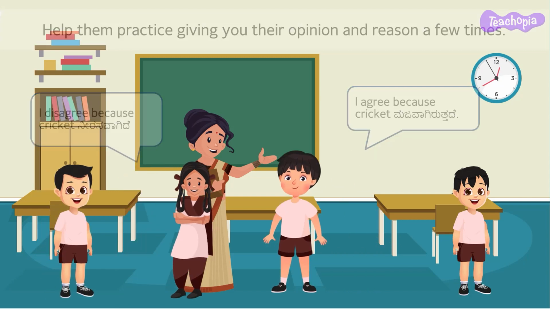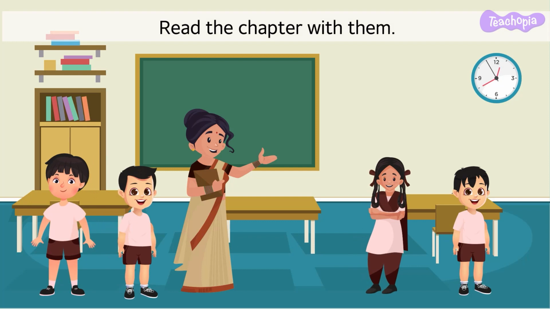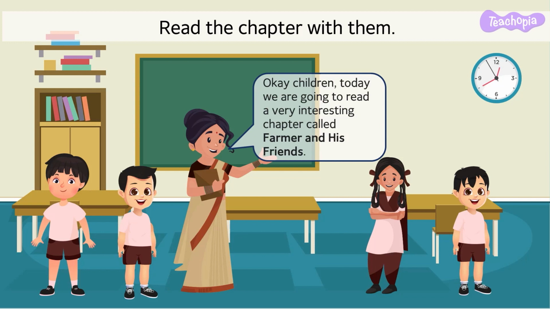Once they are familiar with giving you their opinion, begin using it with the prose chapter you are teaching. First, read the chapter with them. Okay, children. Today, we are going to read a very interesting chapter called Farmer and His Friends.